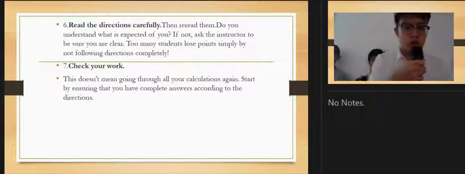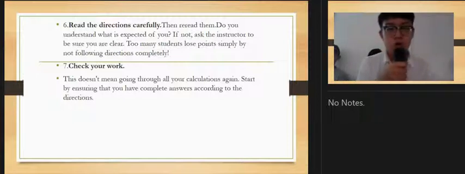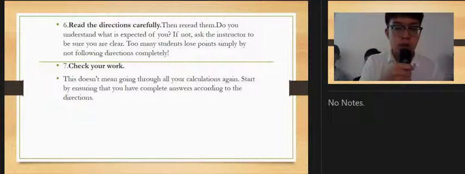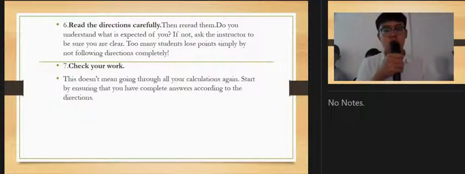Seven, check your work. This doesn't mean going through all your calculations again. Start by ensuring that you have complete answers according to the directions.